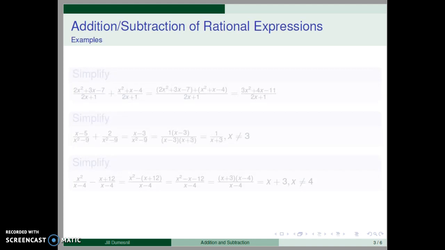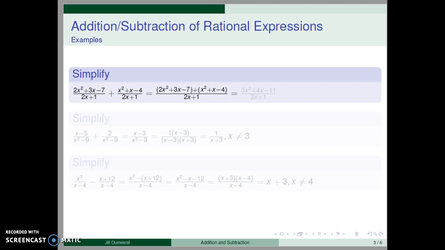Now let's consider examples of addition and subtraction with rational expressions. First, we consider examples with common denominators. To add fractions with common denominators, we need to add the numerators and keep the common denominator. Addition in the numerator requires that we collect like terms. We get 3x squared plus 4x minus 11 over the common denominator 2x plus 1.